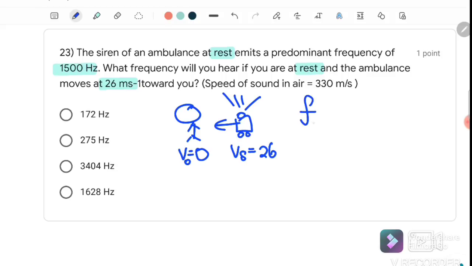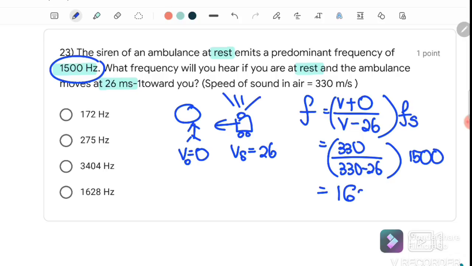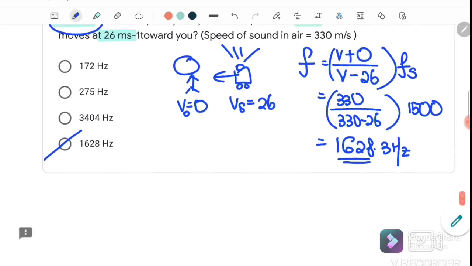So the Doppler effect frequency is equal to (v + v_o) over (v − v_s) because it is approaching, times the frequency of the source. So we substitute v as 330 over 330, with the source velocity, and the source frequency is 1,500. Therefore, the apparent frequency heard by the observer is equal to 1628.3 Hz. So you will hear a louder sound, and the answer is D.